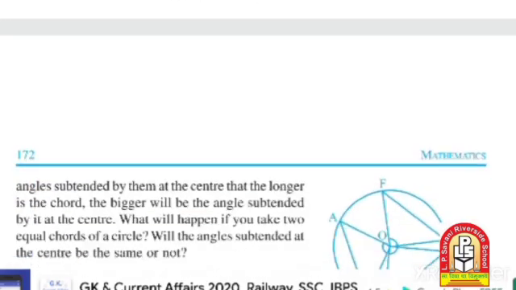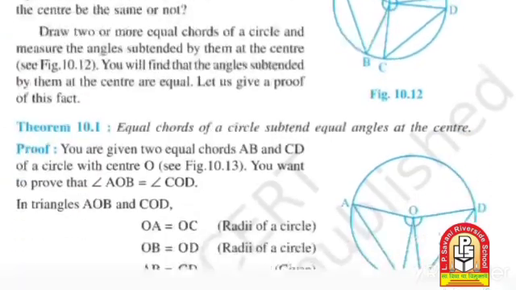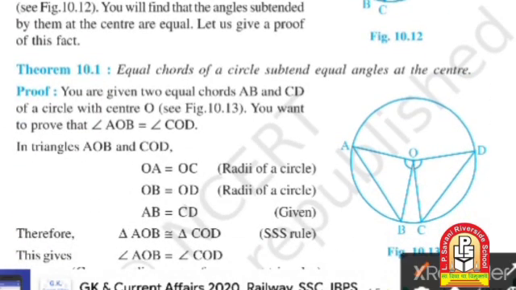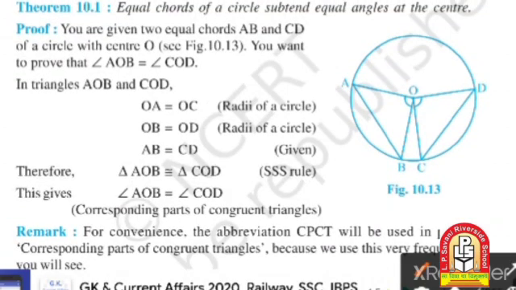Then after next, equal chords subtend equal angles at the center. You know about that: OA is equal to AB, so OA is equal to OC.